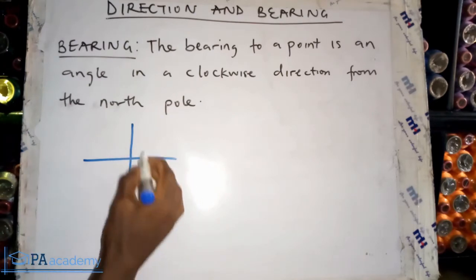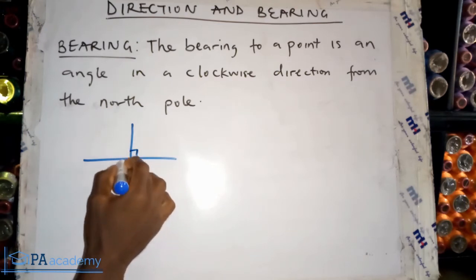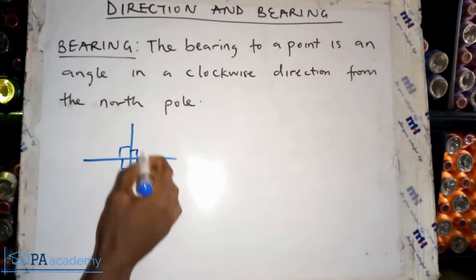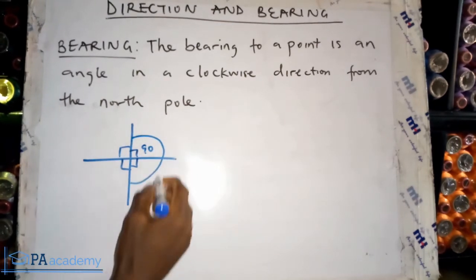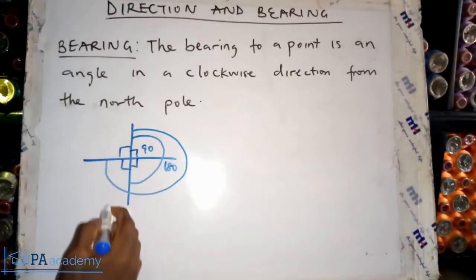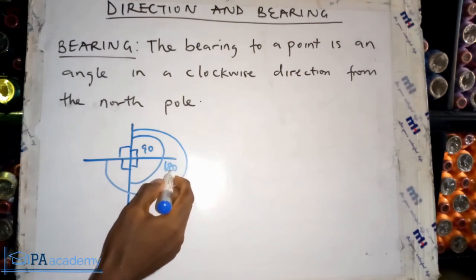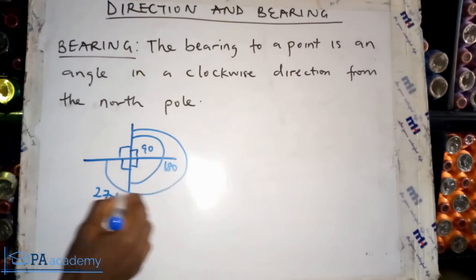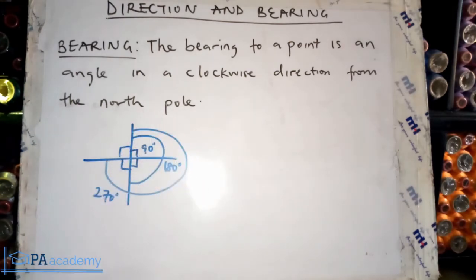Note that when you are dealing with bearing, this part is 90, this is another 90, this is another 90, and this is another 90. If you are looking at this half of it, it is 180. So from here to this point, that will be 180 plus 90, which is 270 degrees, and then the total is 360.